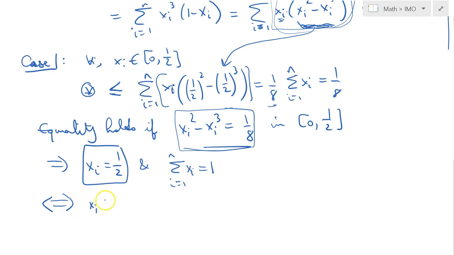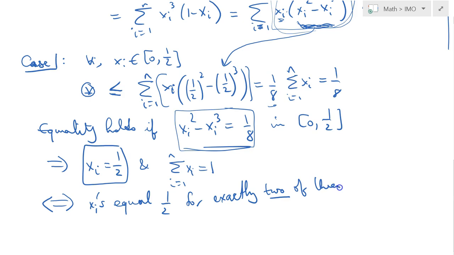xi's equal 1/2 for exactly 2. Actually, let me write it in English. For exactly 2, so for two xi, right? For two of them, and the others are 0. Yeah, that would do the first case. So the first case gives us the desired result.